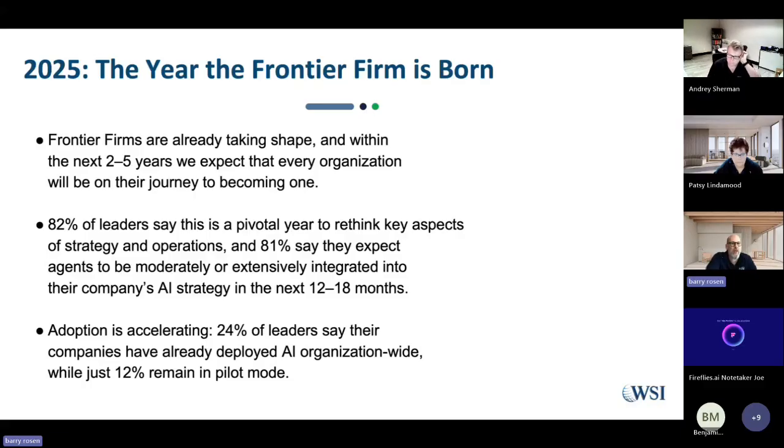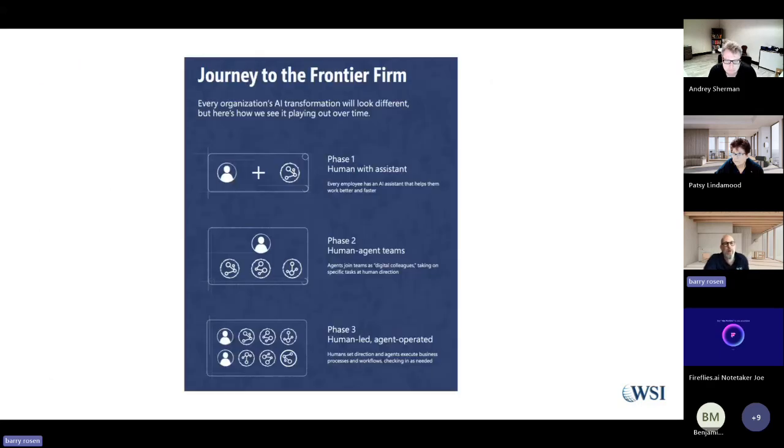What we're also seeing is that adoption is accelerating. 24% of leaders say that their companies have already adopted and deployed AI organization-wide, while 12% are still in pilot mode. So what does this look like visually? As we said, we're currently in phase one.